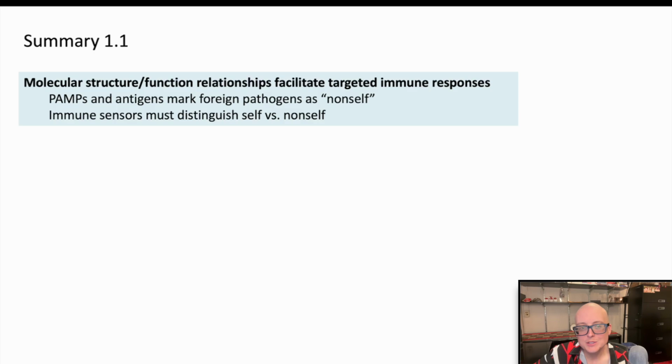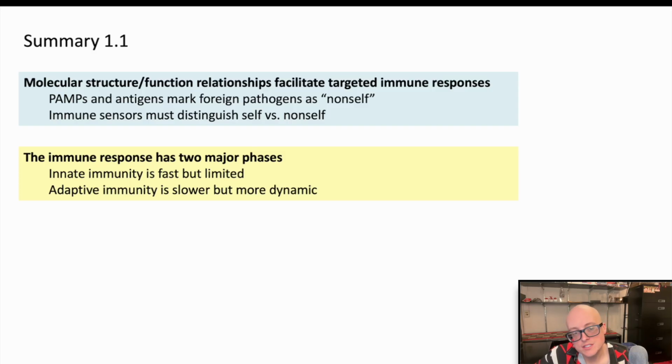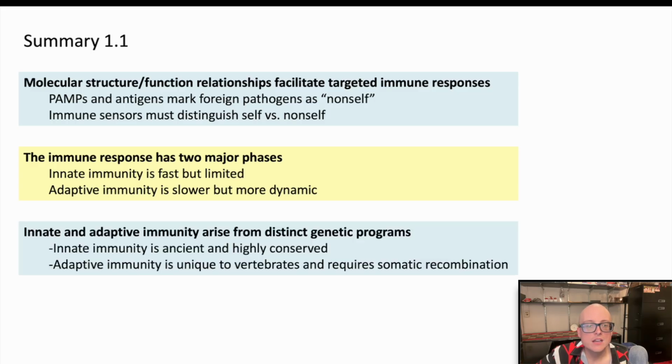Okay, so let's summarize what we've covered in this first video. I have stressed that molecular structure determines molecular function, and the structure-function relationships of molecules are really important for facilitating targeted immune responses. And so we learned that both PAMPs and antigens are features of pathogens that mark them as non-self so we can recognize them, and that we have sensor molecules like pattern recognition receptors and antigen receptors that allow us to distinguish non-self, but importantly, when things are going right, cannot recognize self and therefore do not initiate autoimmunity. We saw that the immune response has two major phases, including innate and adaptive immunity, and we learned that innate immunity is relatively fast, but is somewhat limited in comparison to adaptive immunity, which is slower but much more dynamic.